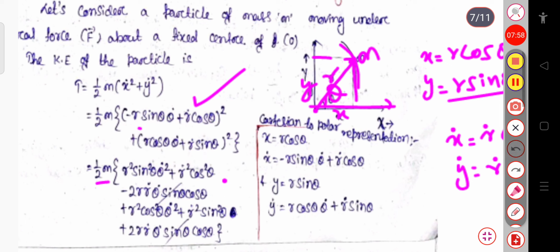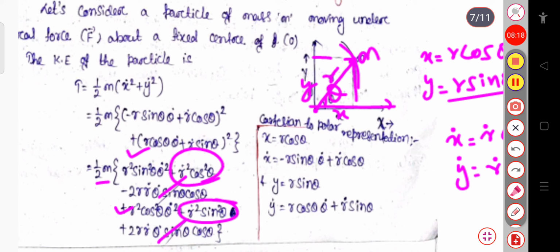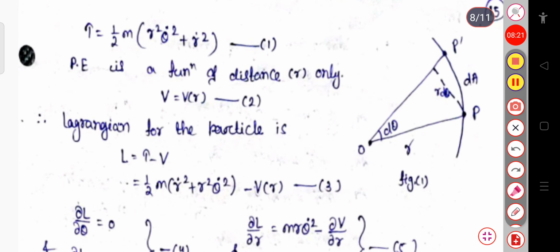Now here you can see these two terms get cancelled, one having a plus sign and the other a negative sign. And if we take common from this term and this term, r square theta dot square, then this will be sin square theta plus cos square theta equal to 1, and r dot square, if we take common, then cos square theta plus sin square theta equal to 1. So after taking common you will get T equal to 1 by 2 m (r square theta dot square plus r dot square). This is the total kinetic energy of the system.